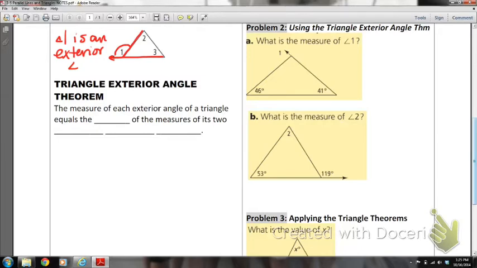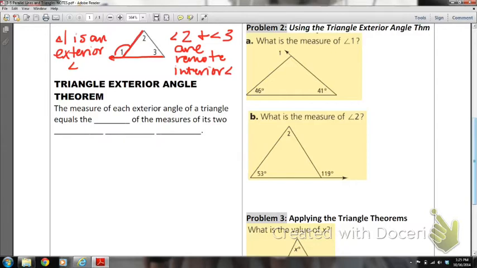Now the two remote interior angles are angle 2 and angle 3. They are remote interior angles for angle 1. We're talking about angle 1 as the exterior angle, and so the two remote interior angles for it are angles 2 and 3.